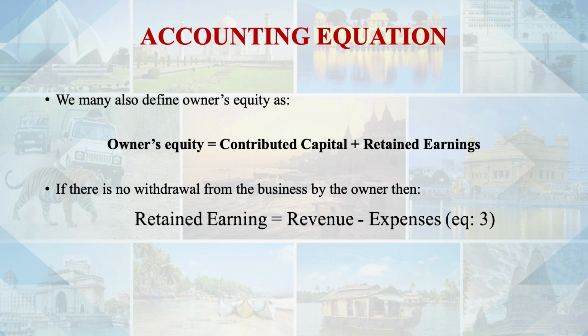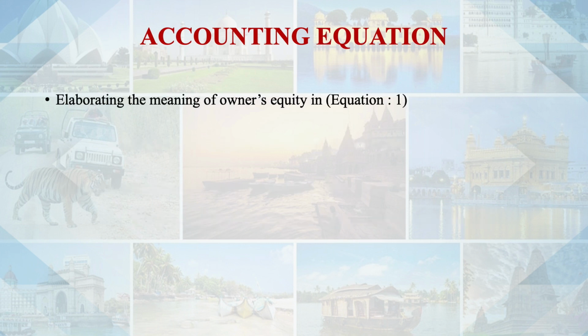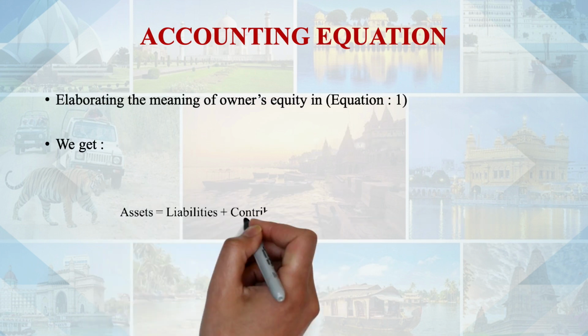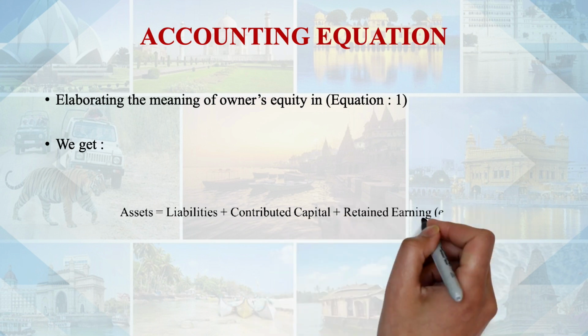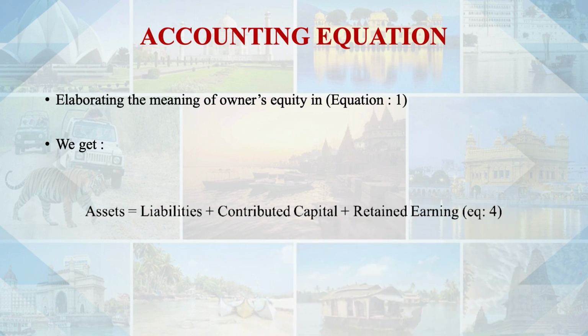That is, revenues minus expenses is your profit, and that profit will become your retained earnings because nothing is being taken by the owner. So that whole profit will become a part of retained earnings and it will become a part of your owner's equity. Now, if we elaborate on that, can we write it that assets are equal to liability plus contributed capital plus retained earnings. Okay, this is another way of writing it.